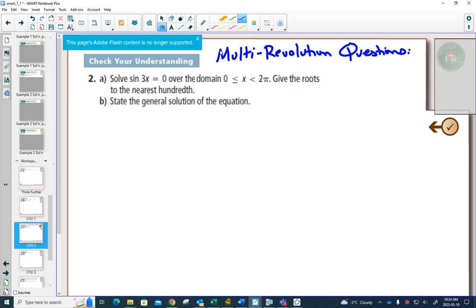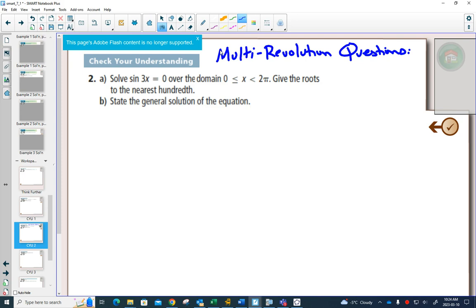And multi-revolution questions will always be solving questions where there is something inside of sine other than just an x. So you notice we have sine 3x, there's like a b value in there. Sine 3x is equal to 0. And this is going to be a multi-revolution question because that 3 is a horizontal compression.